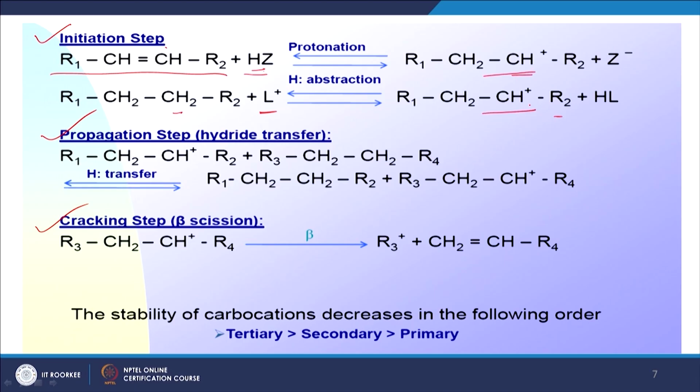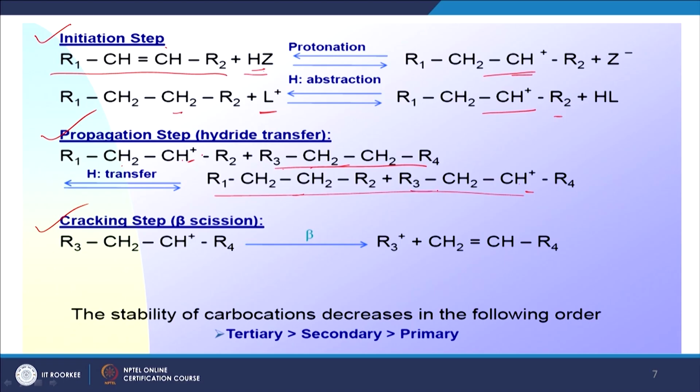That carbocation will react with another hydrocarbon and then there will be some hydride transfer. This is called the propagation step. Here we had a plus charge and another hydrocarbon. The charge has shifted here and now we are getting this one and R2, another hydrocarbon, and the charge is shifted to this one. That is why this is called hydride transfer. From one hydrocarbon to another hydrocarbon it is transferred.